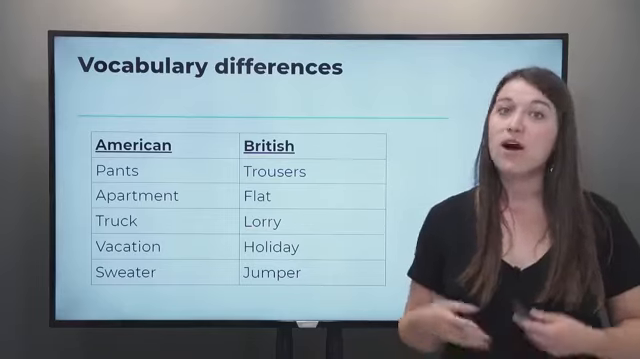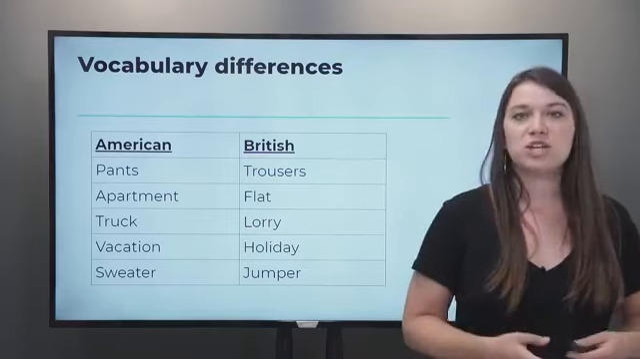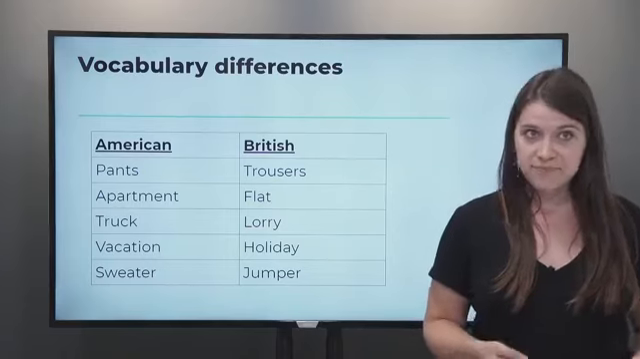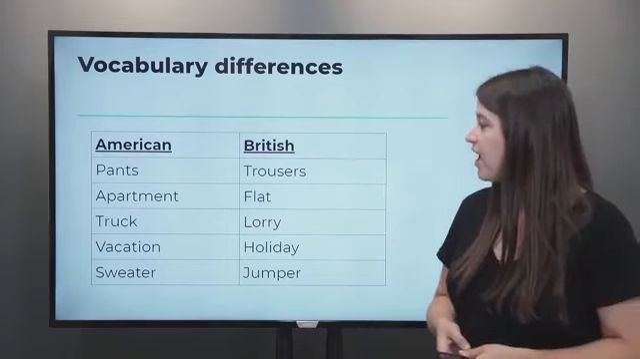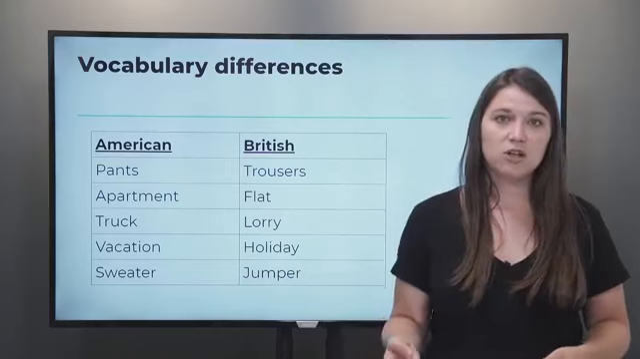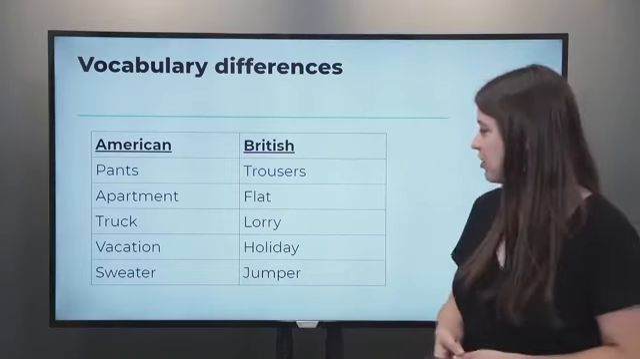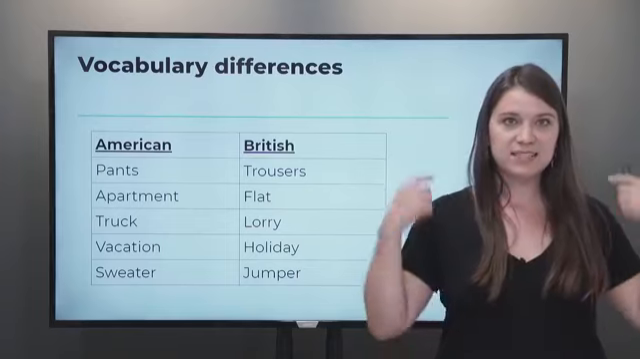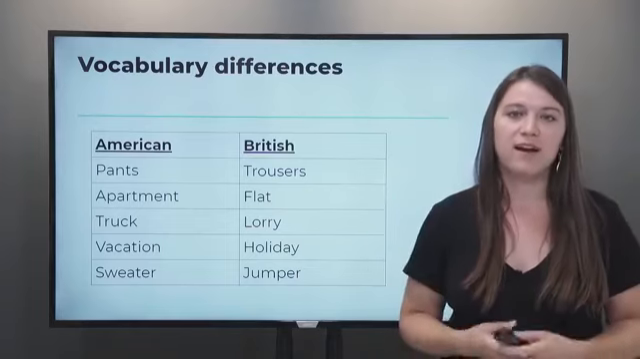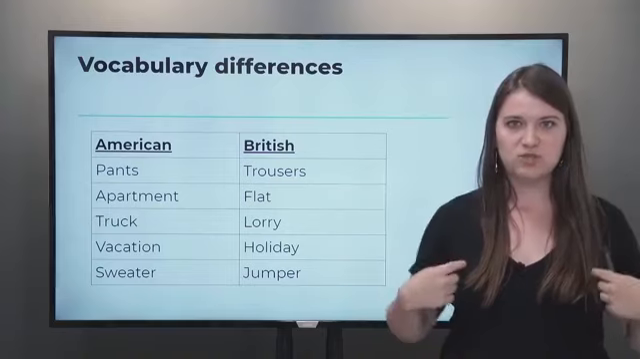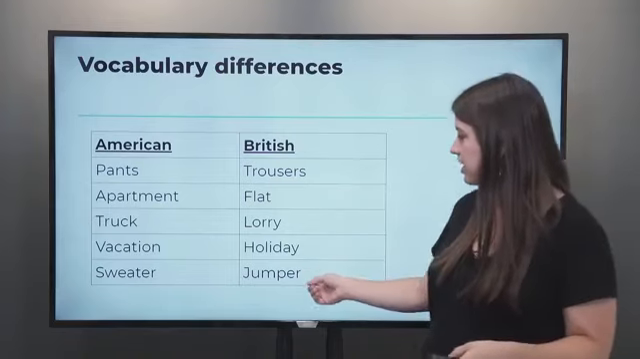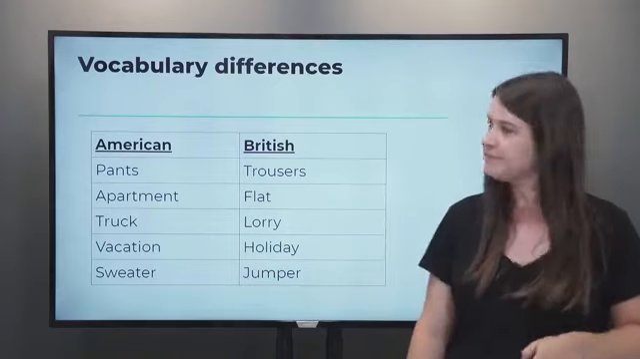I would say I go on vacation. In British English, they would say I go on holiday, all right? A sweater is called a jumper, which is something completely different in American English, okay? A jumper for us is something that has two straps that girls wear that's kind of like a dress but with these straps on them, and a jumper in British English is actually a sweater.